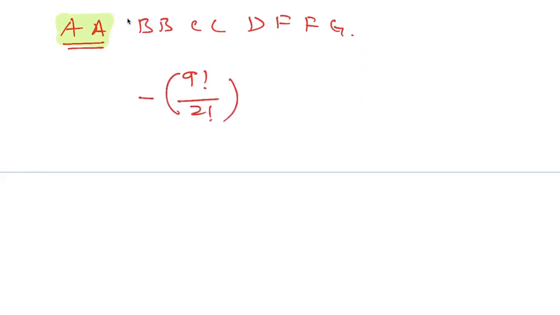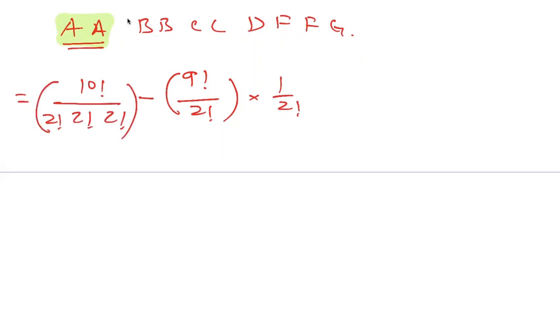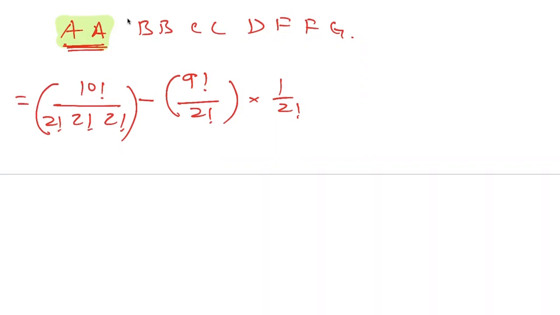But if I'm taking all as different, 1, 2, 3, 4, 5, 6, 7, 8, 9, 10, factorial 10, divided by factorial 2, factorial 2, factorial 2, because double A, double B, double C are there. And this factorial 2 factorial 2 below factorial 9 is for exactly two A's together, and double B, double C, two same repeated letters are there, right?